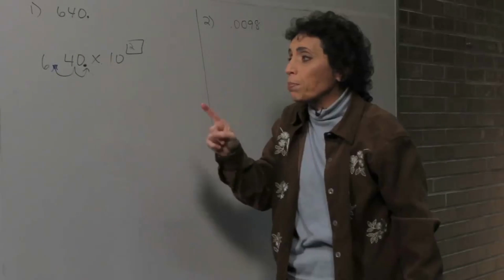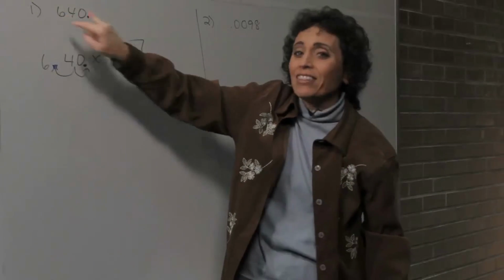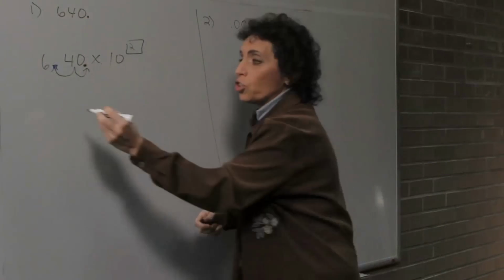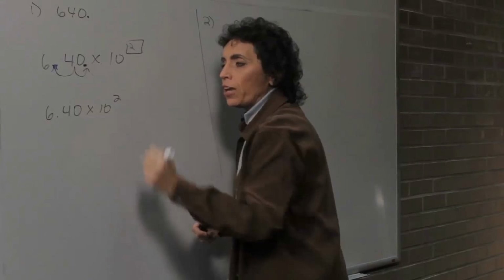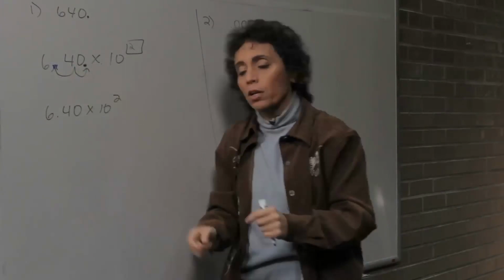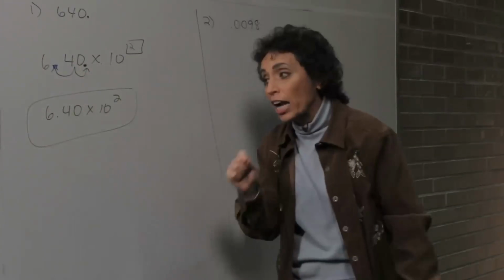The biggest error people make is they say, oh, I want it here, well, I moved it 2 places to the left. That's wrong, because I have to get it back to the original. So my number now is 6.40 times 10 to the second, because I had to move it to the right to get it to the original number. So this number is my answer in scientific notation.